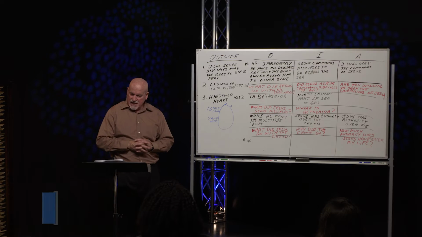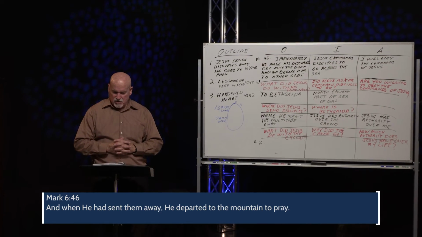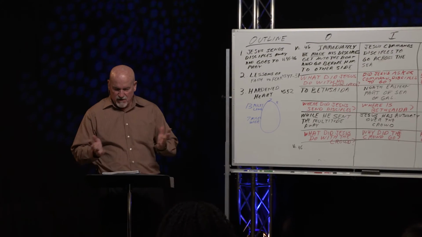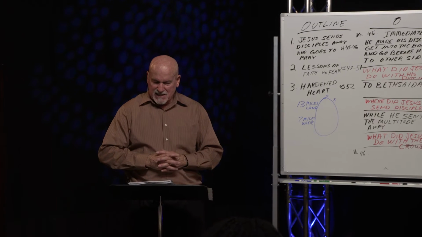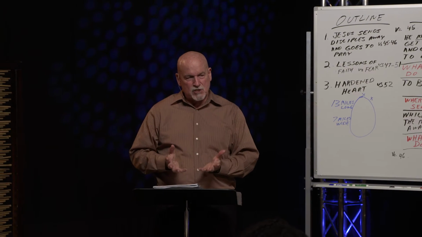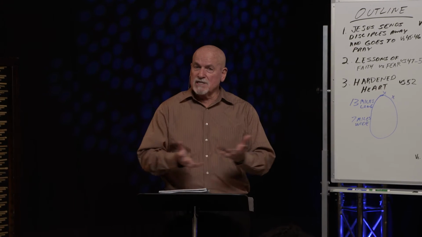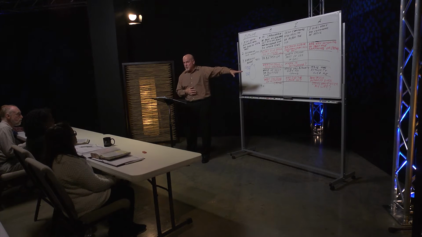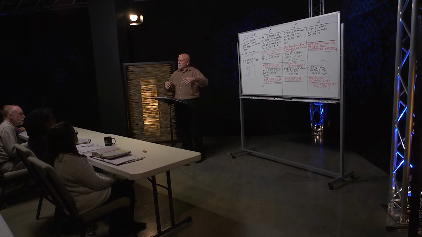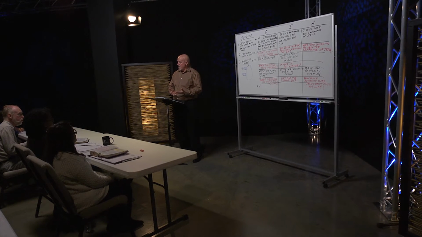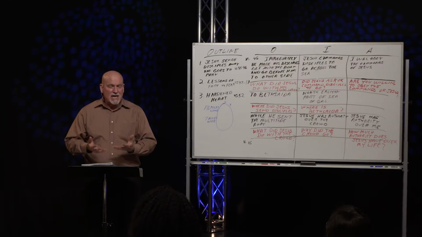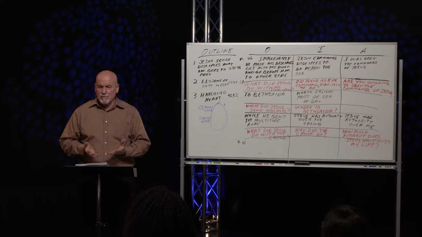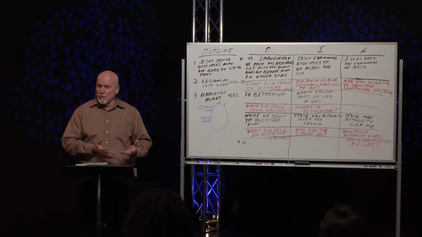So starting in verse 46, it says, and when he had sent them away, he departed to the mountain to pray. So in my observation column, I would write that whole verse out, all right, because we've already talked about sending them away. But it says he departed to the mountain to pray. So my observation question would be, what did Jesus do after he sent the multitude away? All right, he went to the mountain to pray. So my interpretation now, I want to ask the question, why did Jesus go to the mountain to pray? Well, he went there because he needed to pray. He was fully human, just like you and I. And because of his humanness, he needed to pray.